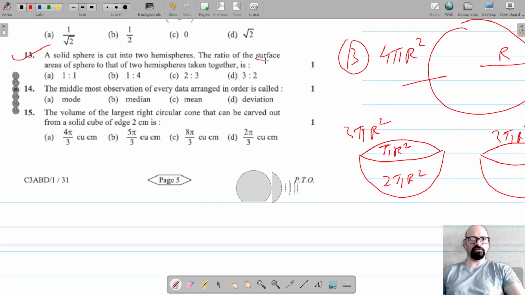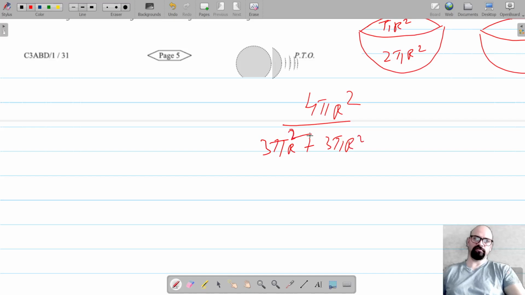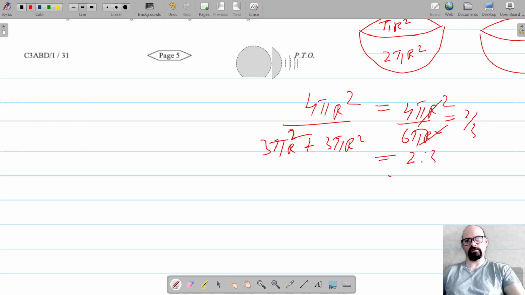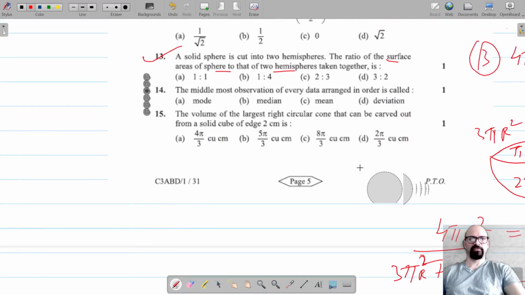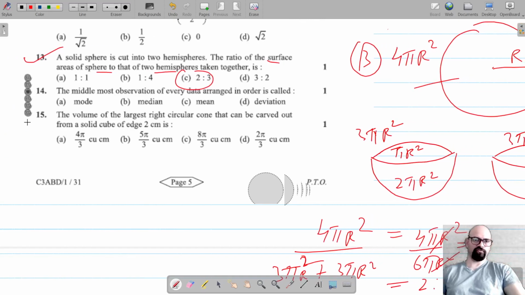We have to find the ratio of the surface area of the sphere to that of the two hemispheres. So that is 4 pi r square by 6 pi r square. This gets cancelled, and this is equal to 2 by 3. So the required ratio is 2 is to 3. So option C is the correct answer for question number 13.